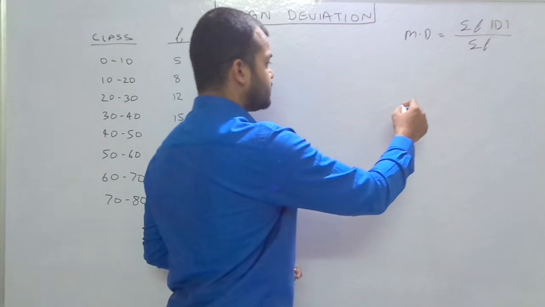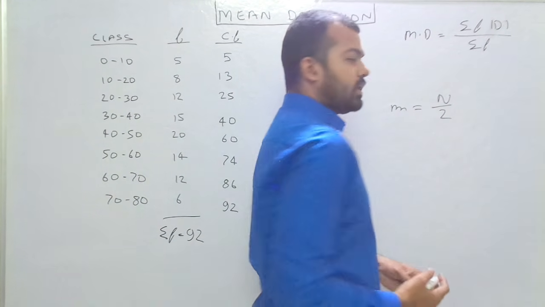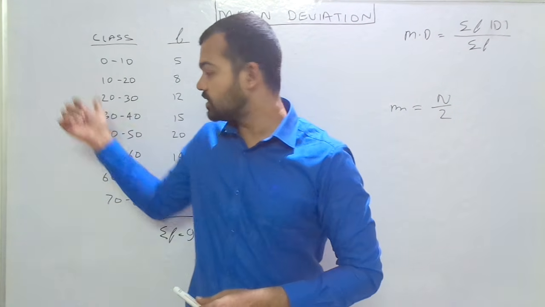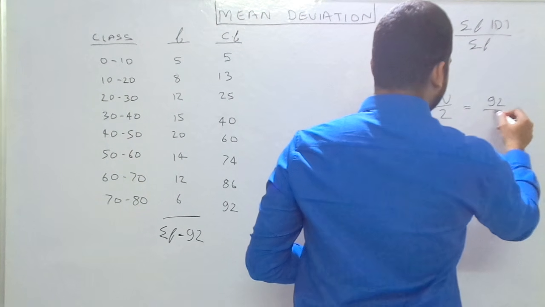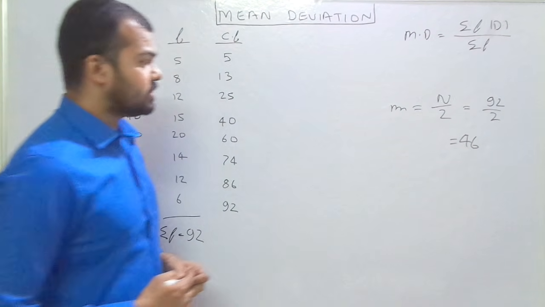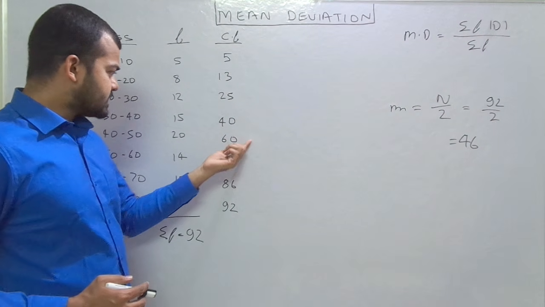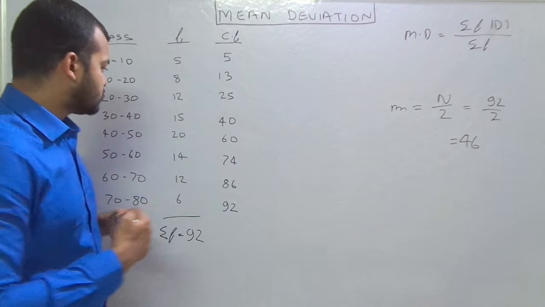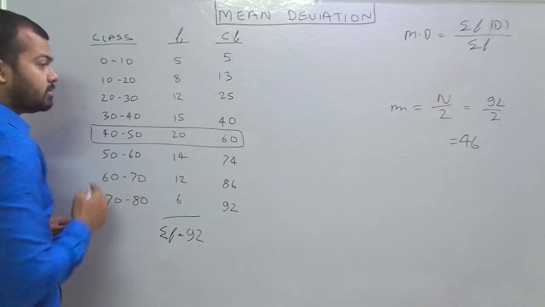So now in continuous series, in order to calculate median, we are just dividing n by 2. Here we have no need to add 1 because we are dealing with the class intervals. So here n by 2, that is 92 by 2, so 46. Now first of all we need to look at which cumulative frequency the 46 will fall in. Here 46 lies within the value of 60. So it means this is the class where our median lies.